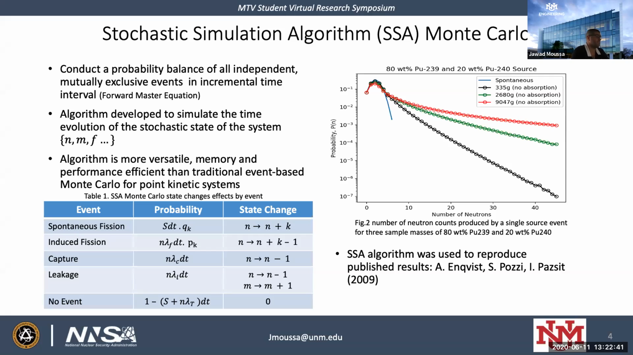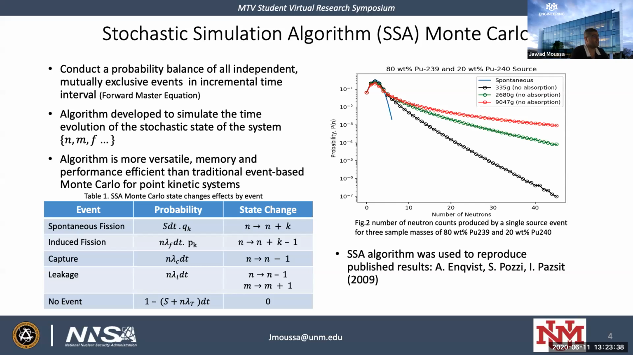What this algorithm does is simulate the state of the system in concert, where you're not following each event on an event-by-event basis like traditional Monte Carlo, but you're stepping through time and changing the state of the system all at once. Table 1 illustrates what I'm referring to: if you have, for example, a spontaneous fission event, you change the number of neutrons by whatever number of neutrons were produced during that event. The state of the system can be defined as whatever quantity of interest you're looking to track. For our case, we took the neutron number and the number of counts.